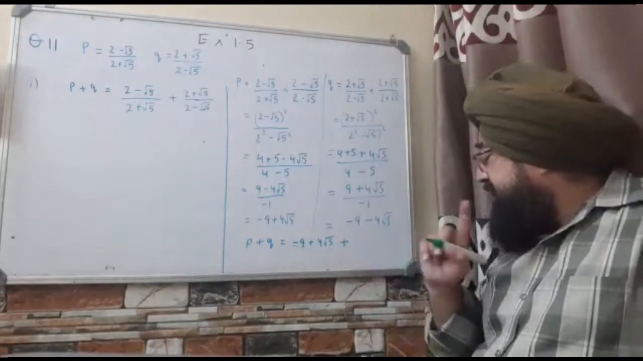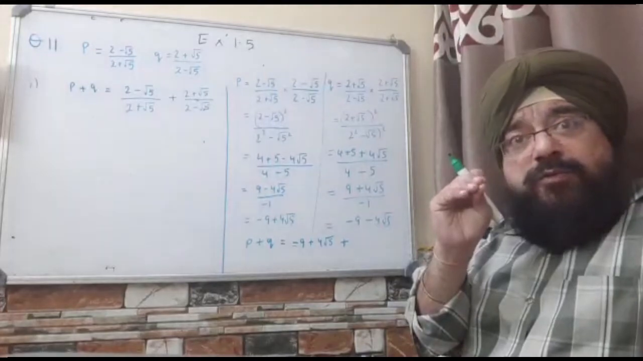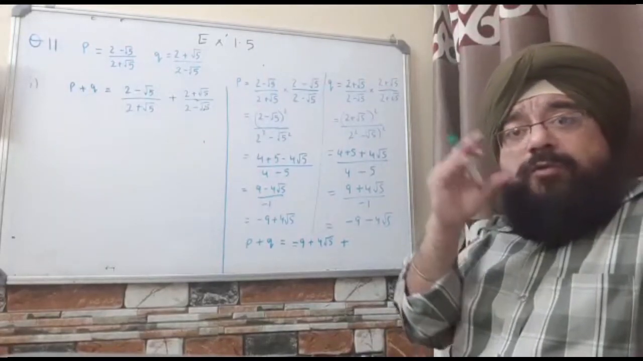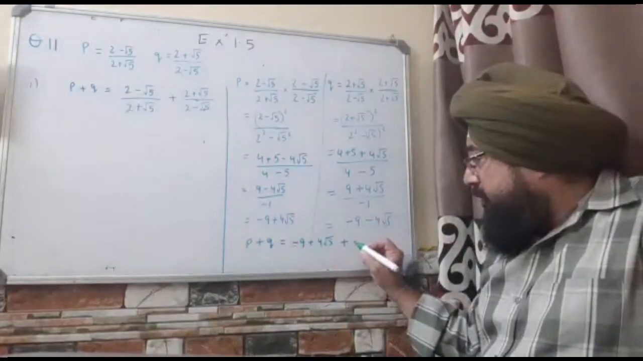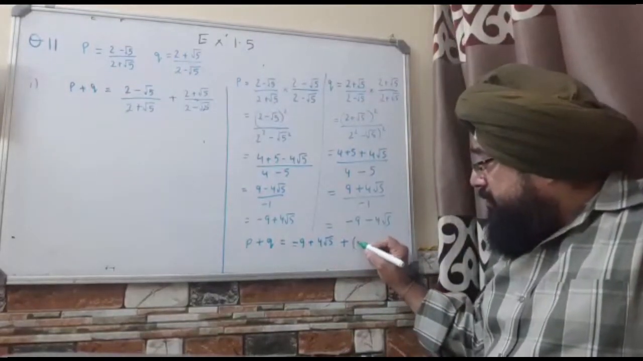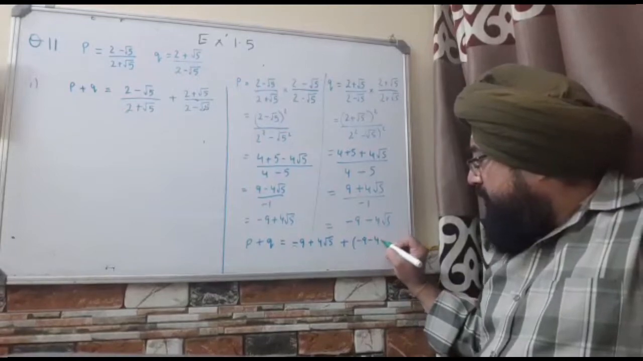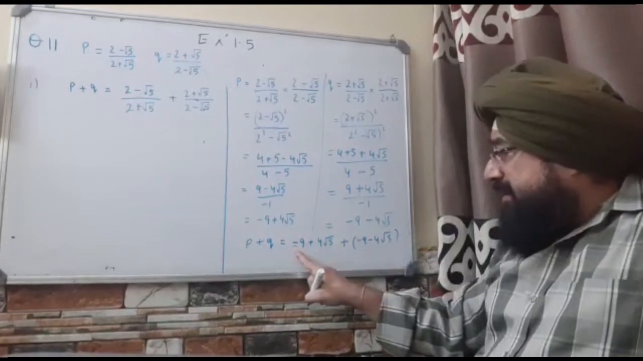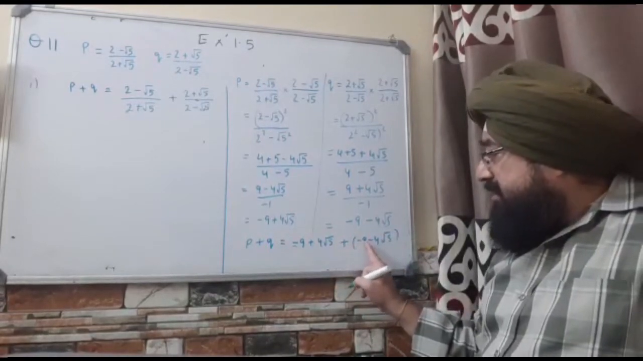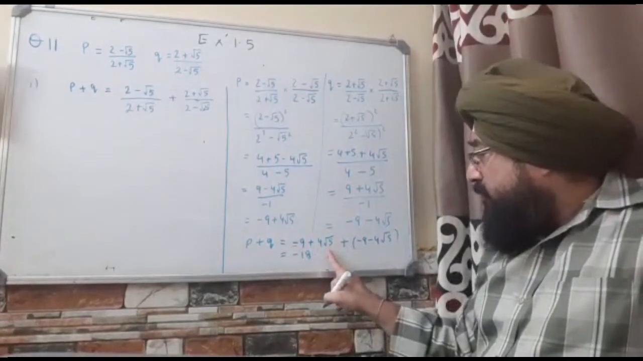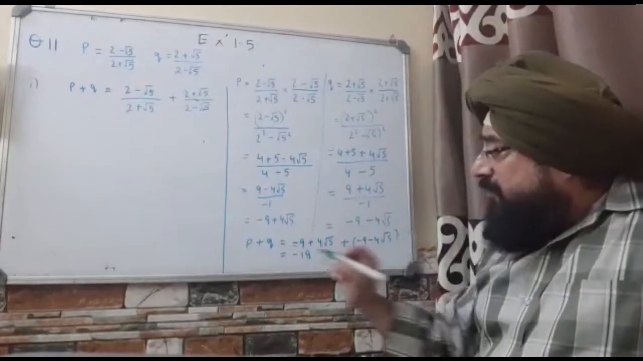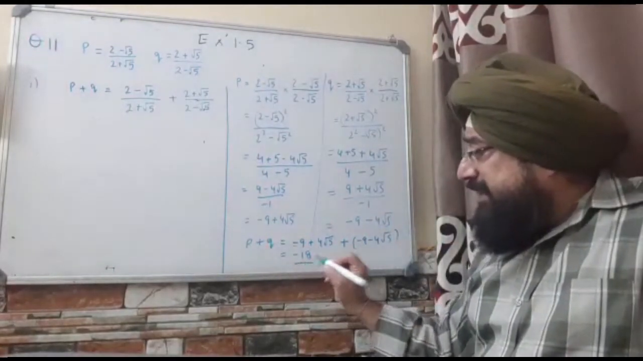Somebody is speaking in a very low voice, so my request is loud voice or no speaking. So P plus Q is minus 9 plus 4 root 5 plus minus 9 minus 4 root 5, and so you see that minus 9 plus minus 9 is minus 18. And plus 4 root 5 minus 4 root 5 will cancel off. So P plus Q comes out to be minus 18.